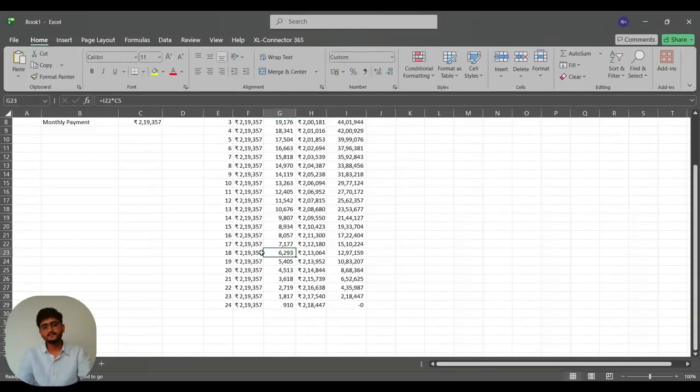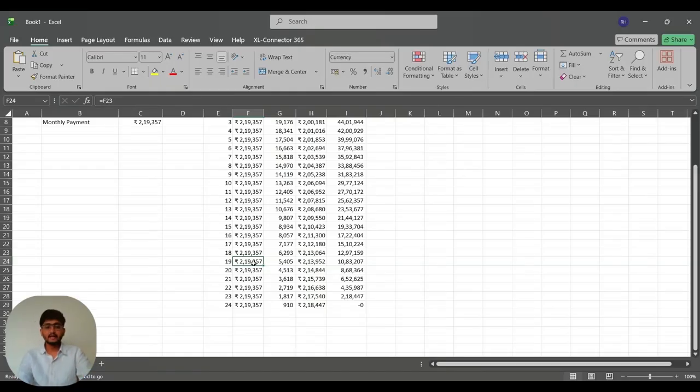When we minus the interest of 6,293 rupees, it is 2,13,064 rupees. That is the actual principal amount we are paying. Then the remaining debt is 12,97,159 rupees. So the 19th month is also the same.